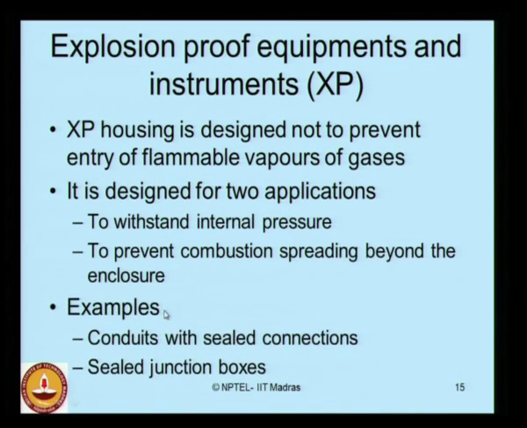There are many examples which you would have known. I can give a very quick example for your understanding. There can be conduits, closed pipes with sealed connections marked as XP. These conduits will maintain internal pressure during extraordinary combustion accidents, and they will not allow the spreading of combustion beyond the conduit. The second example can be sealed junction boxes used in electrical circuits. In case of any static electricity short circuiting, these sealed junction boxes can act as explosion proof equipment.